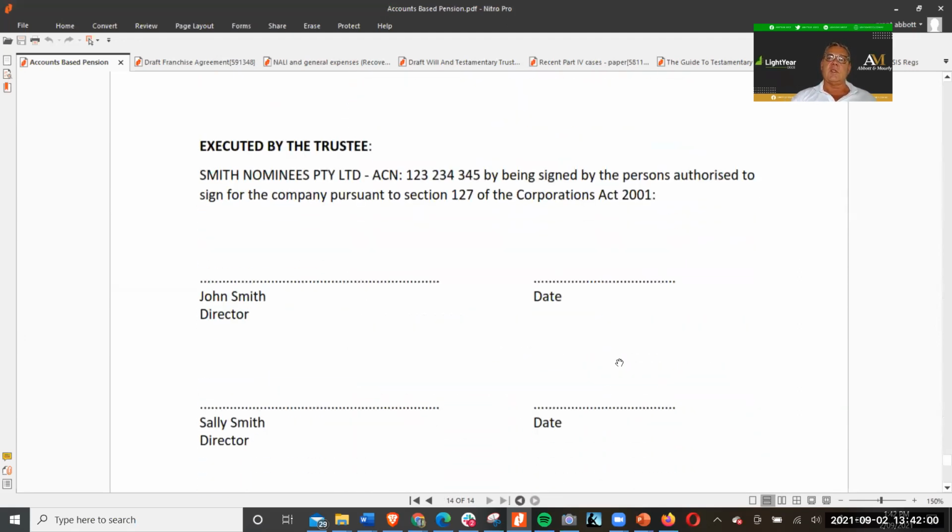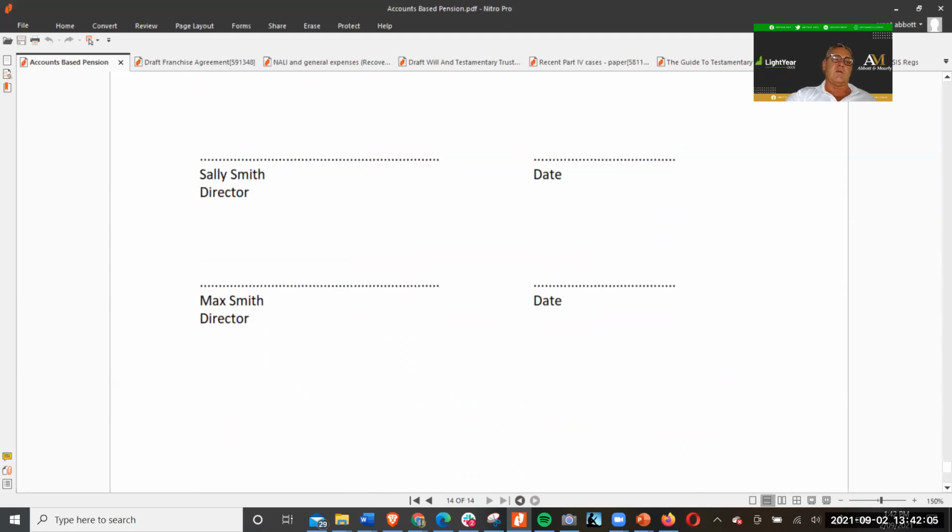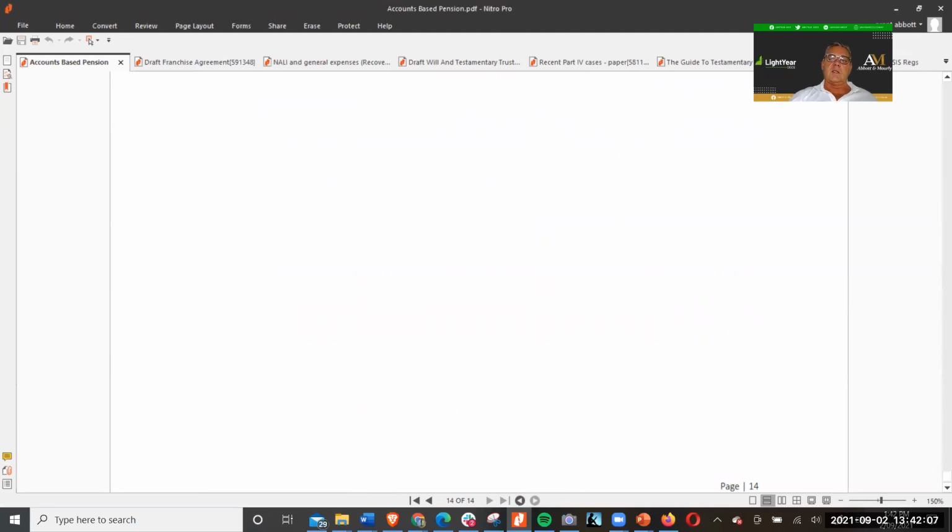And then what we do is we sign it off. So although it's a meeting, it's still executed, so it's fairly strong by all the directors. So that's my ABP with advanced estate planning built in there.